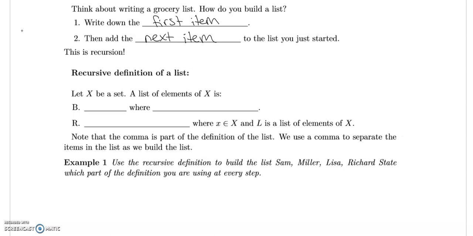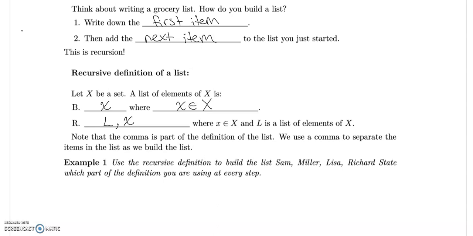So we can actually think about lists in a recursive fashion. So the recursive definition of a list is the following. Let X be a set. A list of elements of X is going to be essentially x, where x is in X. So little x is in the set X. And then we can have some L, comma, x, where essentially x is in your set and L is a list of elements in X. So essentially you have a list already and you just tack on a kind of last item at the end, kind of like this grocery list idea. You already had a list and then you thought of something else to add on at the end.